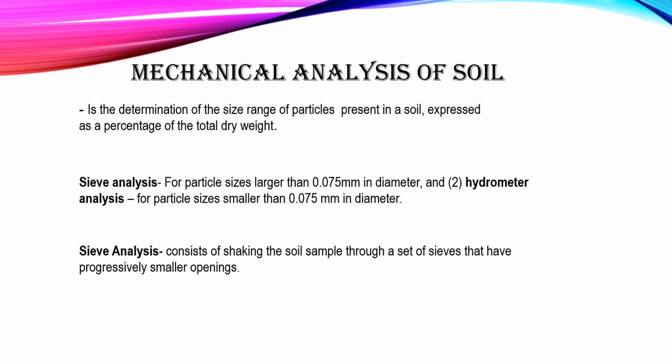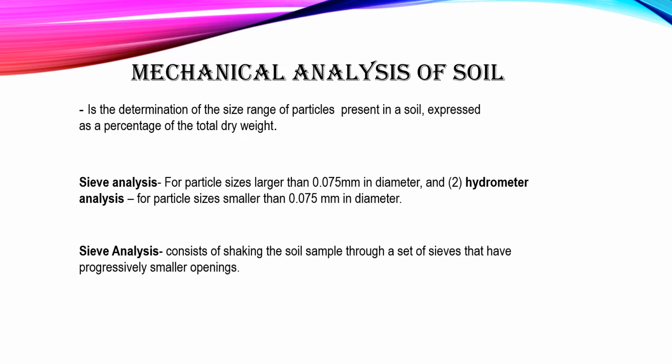Number one is sieve analysis. Sieve analysis is for particle sizes larger than 0.075 mm in diameter. And two, hydrometer analysis. Hydrometer analysis is for particle sizes smaller than 0.075 mm in diameter. The basic principles of sieve analysis and hydrometer analysis are briefly described in the following two sections.